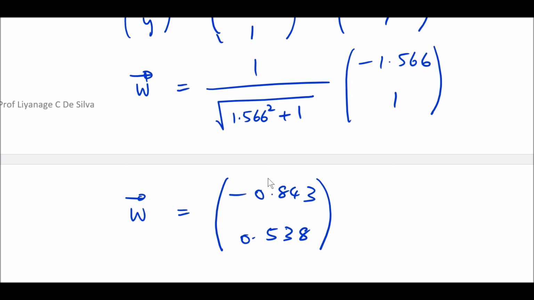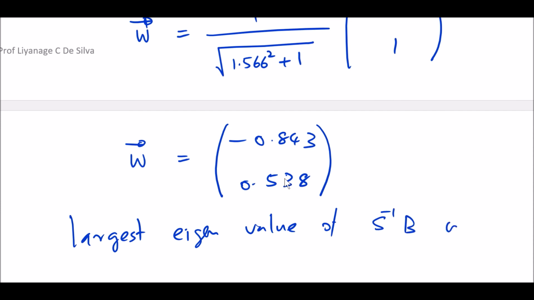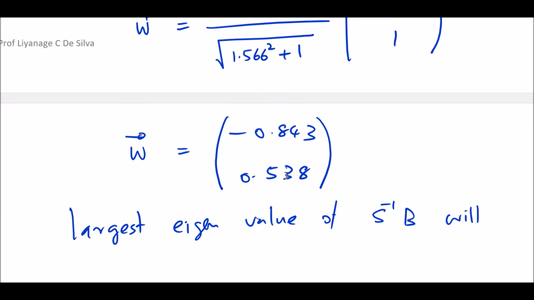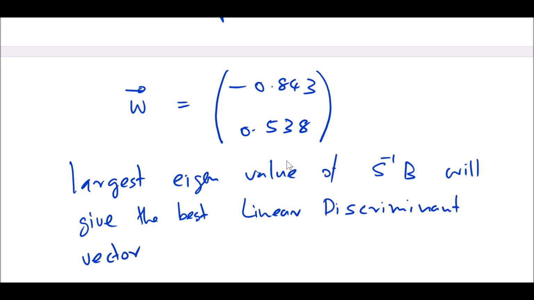So the largest eigenvalue of S minus 1b will give the best linear discriminant direction vector actually, or direction. So it's a direction, so it's not like a line, but it's only a direction that we get.